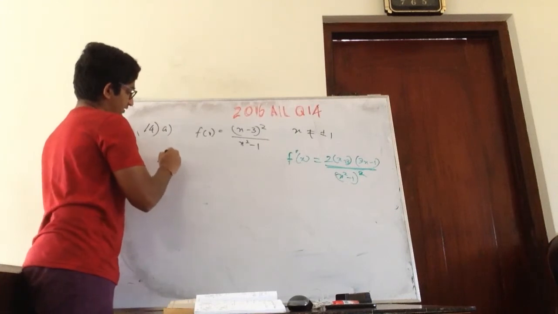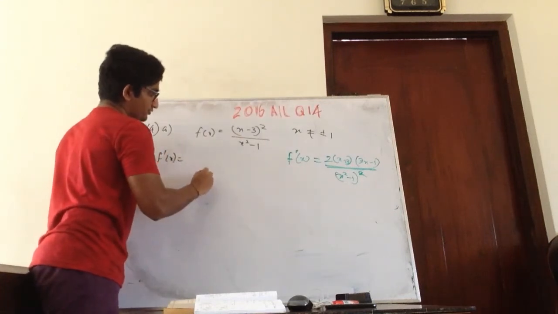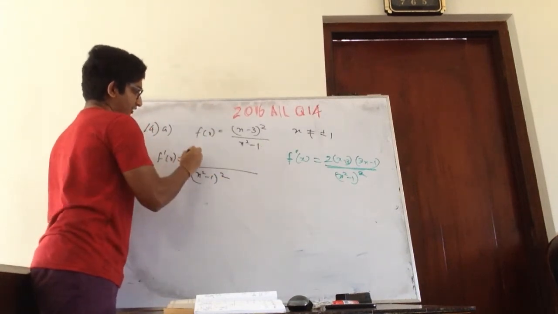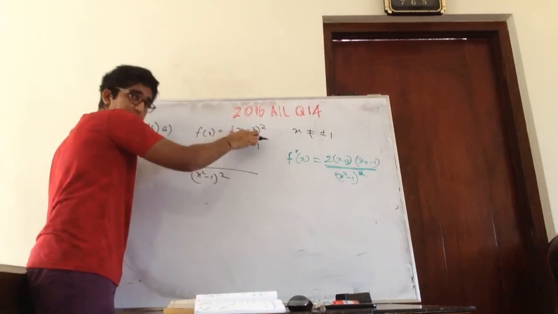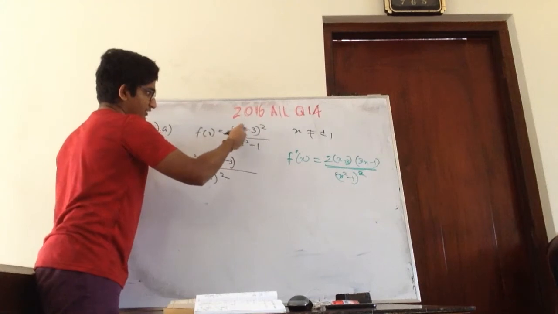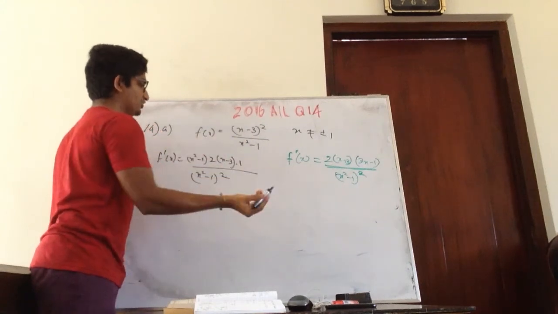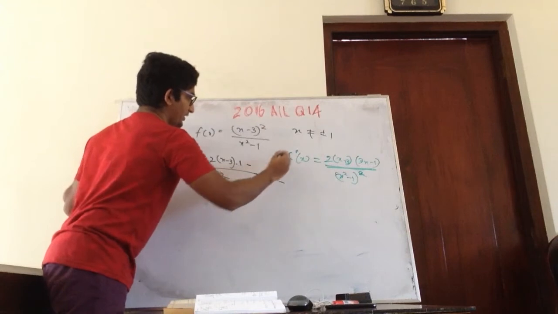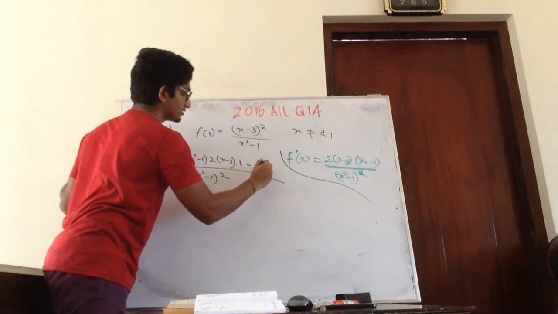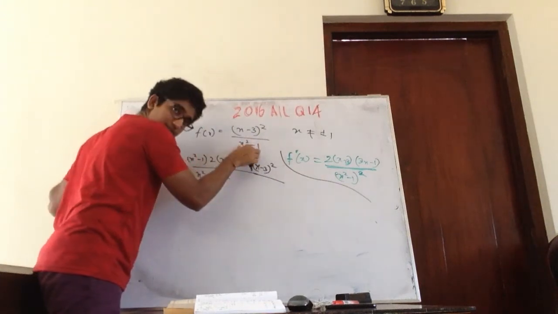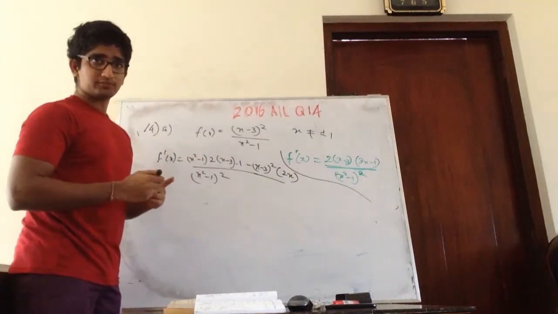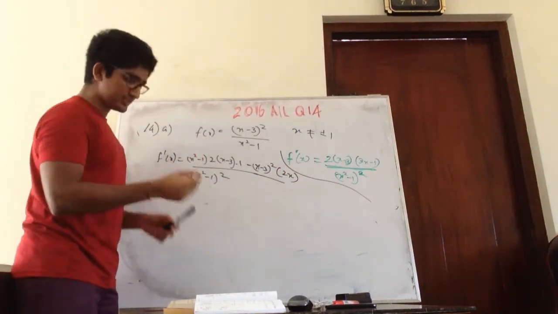So f dash x is 1 over (x squared minus 1) squared. Then I get this part here, x squared minus 1. Then I differentiate this part, that is 2 times (x minus 3). If I differentiate this part inside, there's going to be 1, so that is of course not needed. Minus, then I get this part here, (x minus 3) squared. Then I differentiate this part, that is 2x. Correct, no? Right?